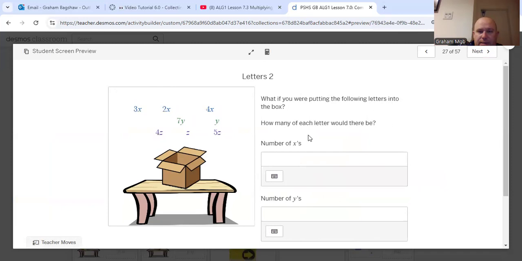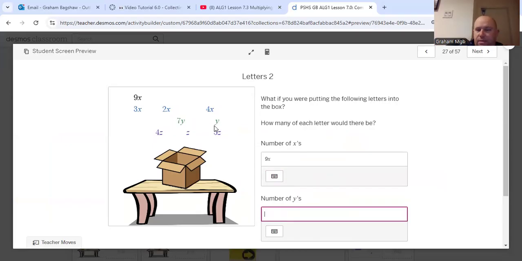What if we put the following letters into the box? How many would we have? So when we look at x's, some people just go, I got 1, 2, 3. But more importantly, it's how many of each we have. So 3 add 2 add 4. That would be 9x. It might just want 9 here. I'm not sure, actually. Oh, no, I can see it put 9x at the top, so that's fine.